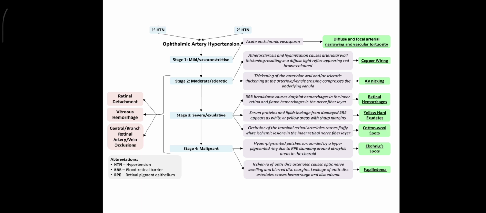And the fourth and last stage will be the malignant stage. That malignant stage will provide us Elschnig spots. What are Elschnig spots? Elschnig spots are hyperpigmented patches surrounded by a hypopigmented ring due to retinal pigment epithelium clumping around the atrophic areas in the choroid. So the sclerotic phase to the malignant phase will cause retinal detachment, vitreous hemorrhage, and CRVO or CRAO.